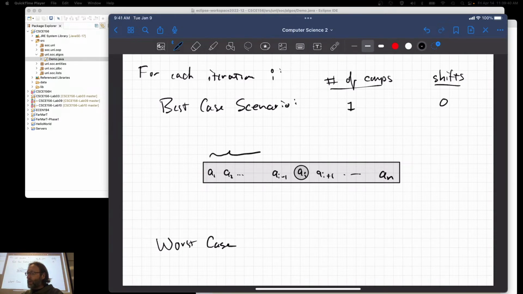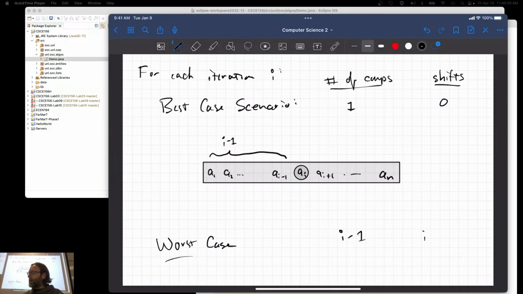Therefore, how many things are still over here? i minus 1. So at most, how many comparisons do I need to make for this thing to see that I need to shift it all the way to the beginning? i minus 1. So i minus 1 comparisons at most, in the worst case. How many shifts?